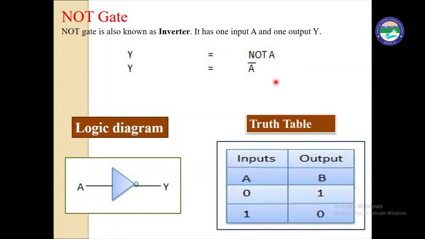Then this is the NOT gate. The NOT gate is also known as the inverter gate, and it has only one input and one output. Basically, this is the logic diagram of a NOT gate. The NOT gate inverts the input. So, this is the input and this is the output. If the input is 0, the output will be 1, meaning it is the inverse of the input signal. And if the input is 1, the output will be 0. So, this is the truth table for the NOT gate.